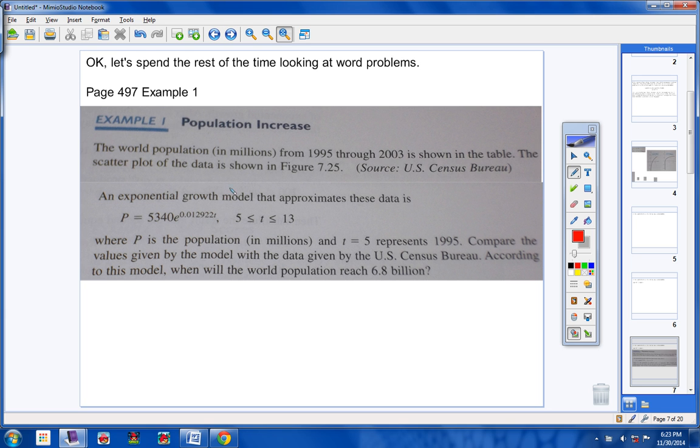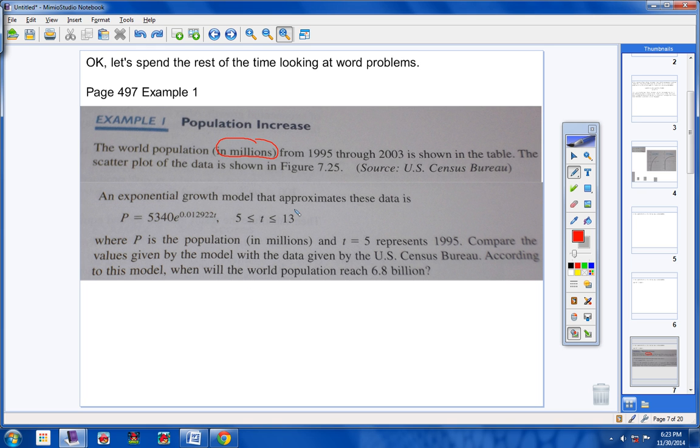The world population in millions from 1995 to 2003 is shown in the table. And of course, in your books you see the table. I don't have that up here, it's no big deal. Here's the model, this exponential growth model. Here's your A. Here's your B. This exponential growth model is a model that approximates the population. P is the population in millions, and t equals 5 represents 1995. So where t is right here.